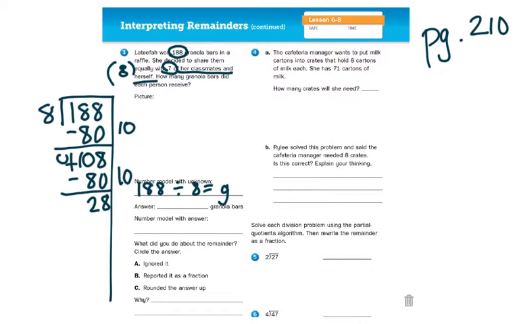Can I do 10 more groups? 10 more in a group. 10 times 8 is 80. I only have 28 granola bars left, so now it becomes a basic fact. How many 8s are in 28? 8 times 1 is 8. 8 times 2 is 16. 8 times 3 is 24.